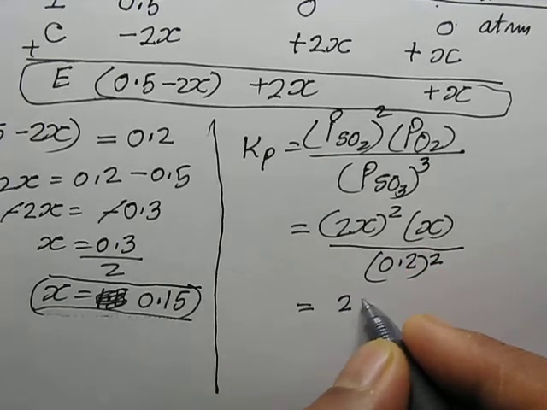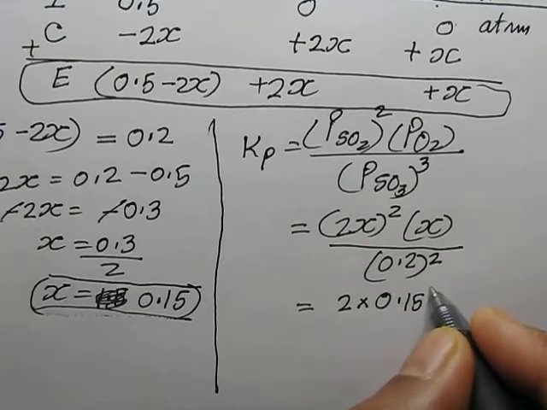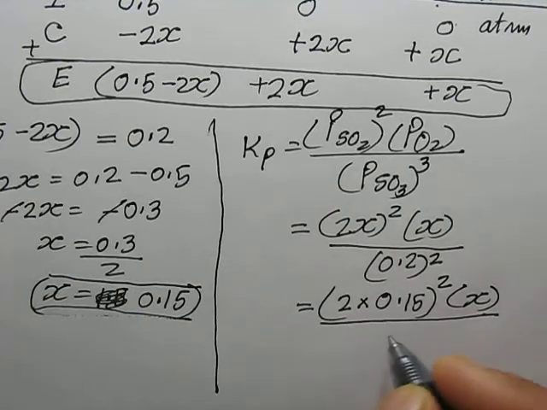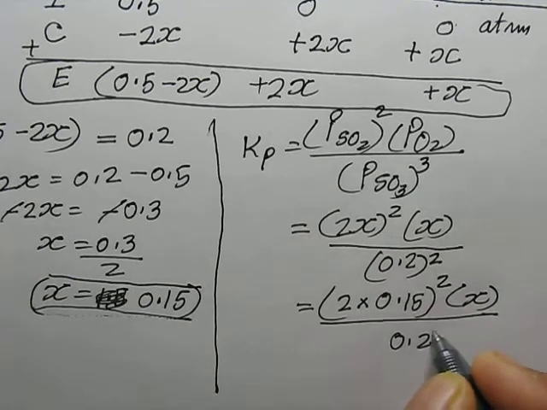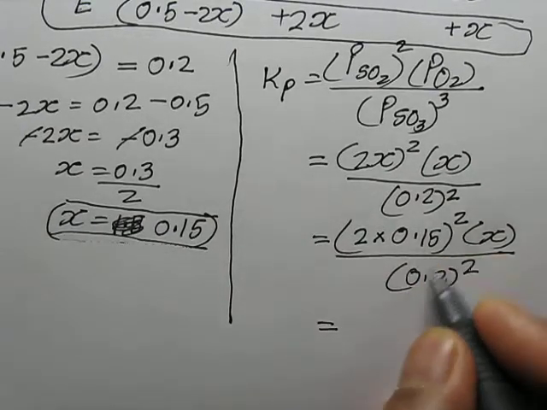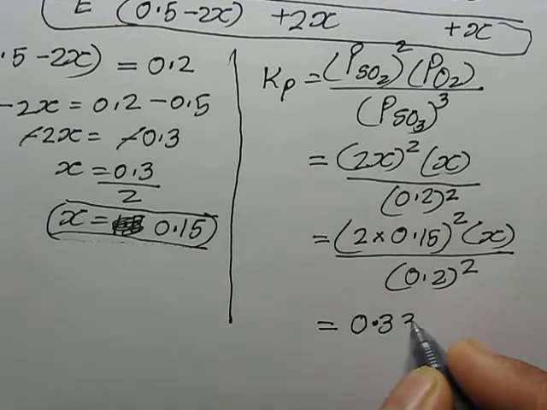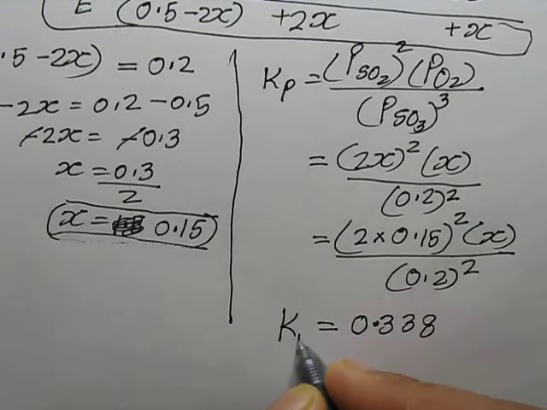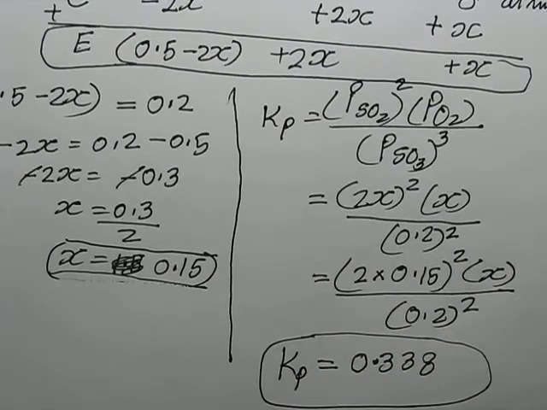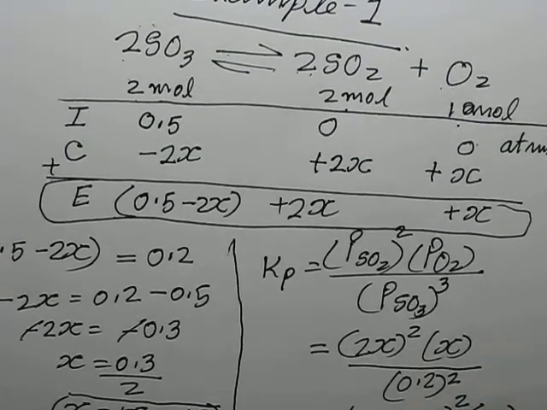And since we know the x value, it becomes (2 multiplied by 0.15) raised to the power 2, multiplied by 0.15, divided by 0.2 raised to the power 2. Once we solve this, I already have calculated it, and you can confirm whether my calculation is correct or not. I got the Kp value from my calculation. So this is the first example of an ICE table and how we can solve a question using an ICE table.